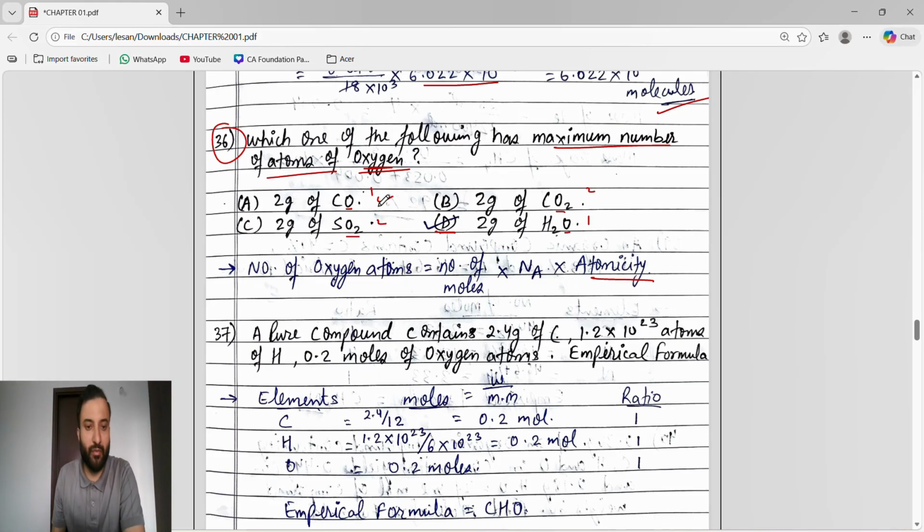So guys, what do we have to do? First we have to find the number of oxygen atoms here by using this formula. Same again, number of oxygen atoms here by using this formula. Again the same, number of oxygen atoms here. Then the same, number of oxygen atoms here by using this formula. Then you have to see which is having the maximum number of atoms. So that will be the answer. So D is the correct answer.